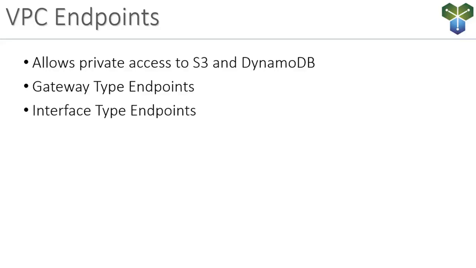An interface type endpoint provides private connectivity to services powered by PrivateLink. Those services could be AWS services. They could be your own services. And it supports connectivity over Direct Connect.